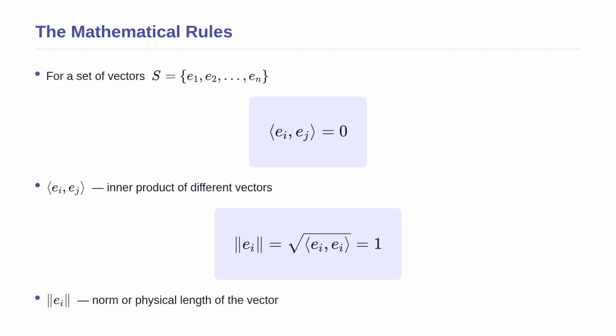Second is normalization. The norm or physical length of every vector must be exactly 1. We find this by taking the square root of the inner product of the vector with itself. If the length increases or decreases, it distorts our standard unit of measurement, so it must stay exactly at 1.